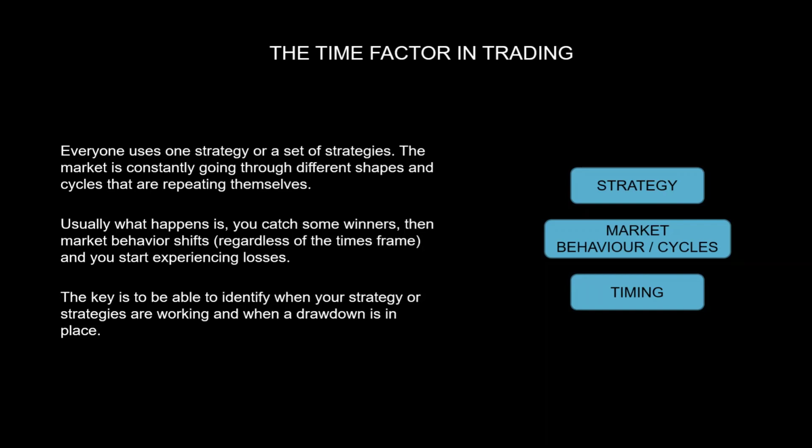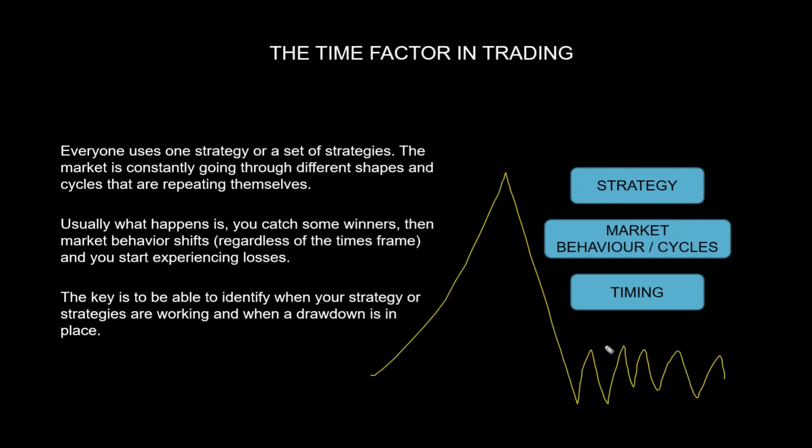Now, the market is constantly going through different shapes and cycles that are repeating themselves. Very important here. So usually what happens is you catch some winners, then the market behavior shifts. We call that waves, cycles, behavior. You can call it whatever you want. So let's say the market is trending, then the market is moving in a zigzag, then the market continues trading in one of the two directions, right? There are pretty much three states in which we can find the market: uptrending, downtrending, zigzagging, sideways move. Those are the three stages. All right.